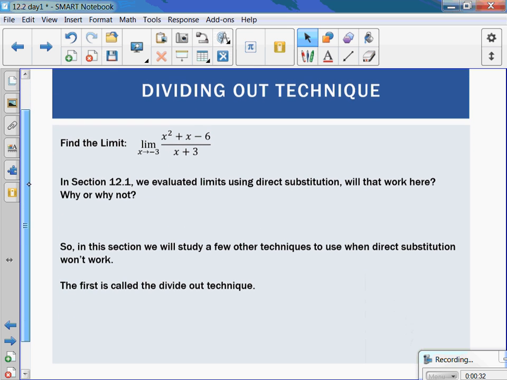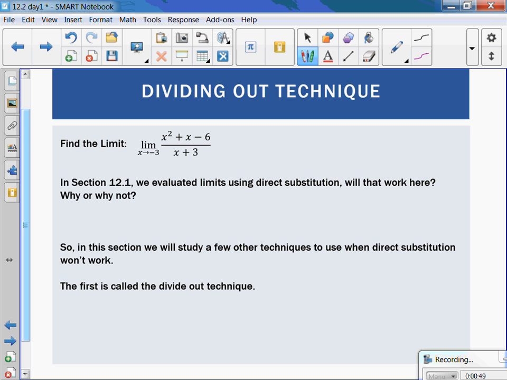So, for instance, where we want to find the limit as x approaches -3 of this rational function. Can I use direct substitution? Why not? I wind up with 0 over 0. I wind up with something that's called the indeterminate.